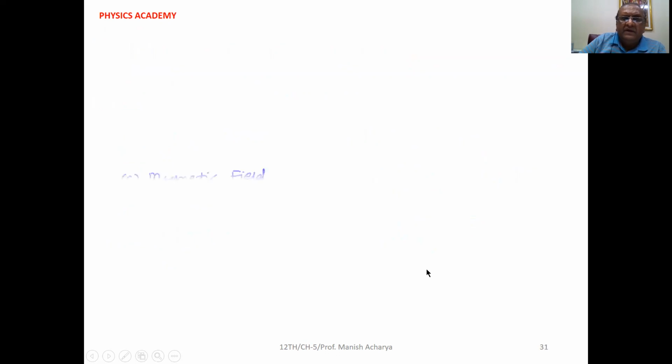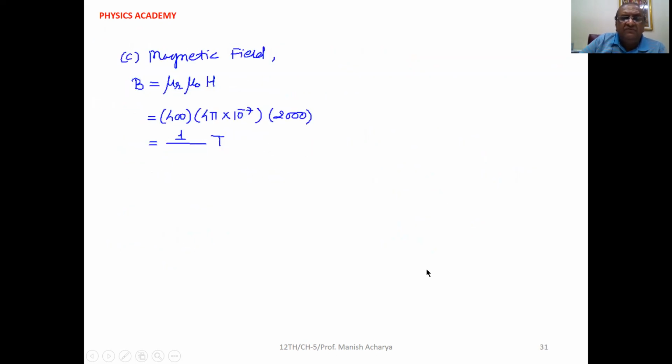Then the resultant magnetic field B is mu r mu 0 H. Mu r is 400, mu 0 is 4 pi into 10 raised to minus 7, and H is 2000. When you solve this, your answer will be 1 Tesla. Clear up to this?